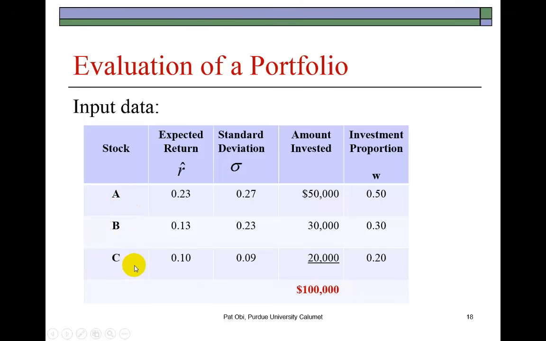We already have used either historical data or, in this case, probability distribution to estimate how much you can expect to earn on each of the investments, as well as the risks associated with each investment. So we have them shown here, the returns and the risks. And here's the deal. You have $100,000 to invest. Now, you've decided that half of the money will go into stock A with an expected return of 23%. 30% of the money, or $30,000, will go into stock B, and the remaining amount will go into stock C. So these are the proportional investments.